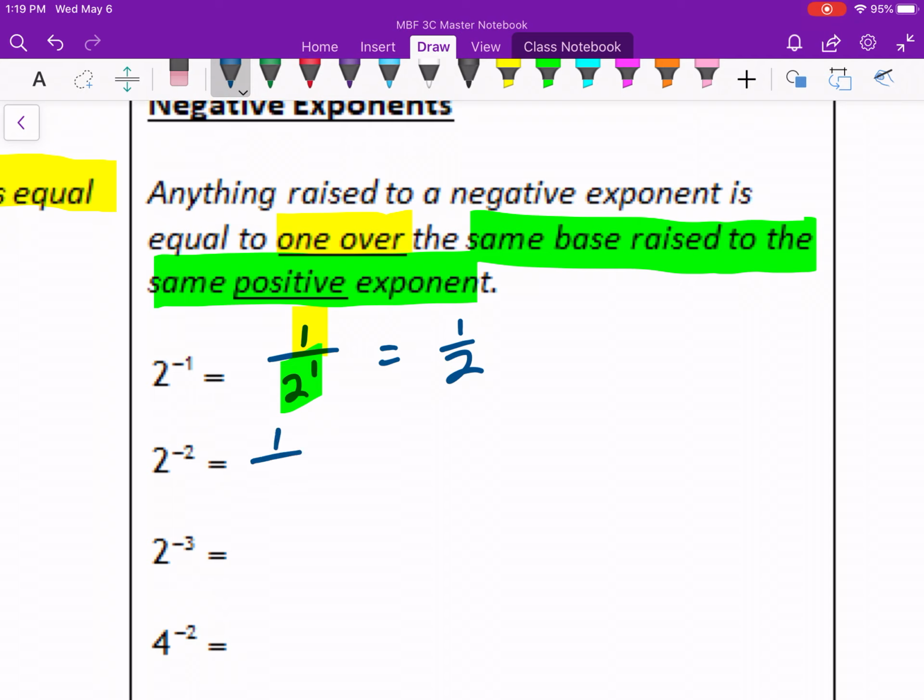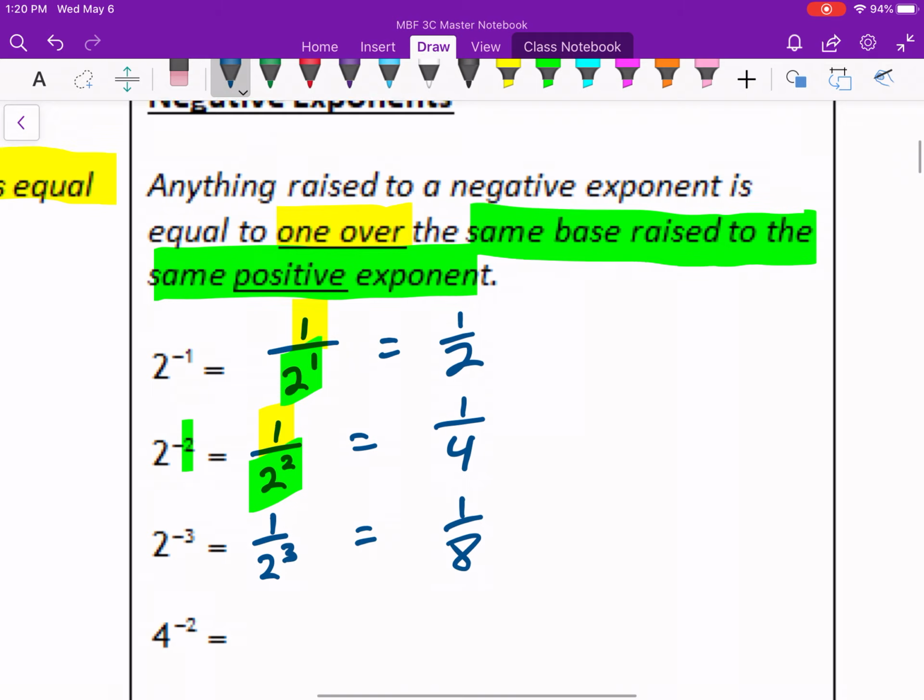Alright, then we have 1 over 2 to the same exponent but positive. So again, there's the 1 over part. Here's the same exponent but positive now. It's positive 2. And we know that 2 to the 2 is 4. So 2 to the negative 2 becomes 1/4. This becomes 1 over 2 to the positive 3. And 2 to the positive 3 is 8.